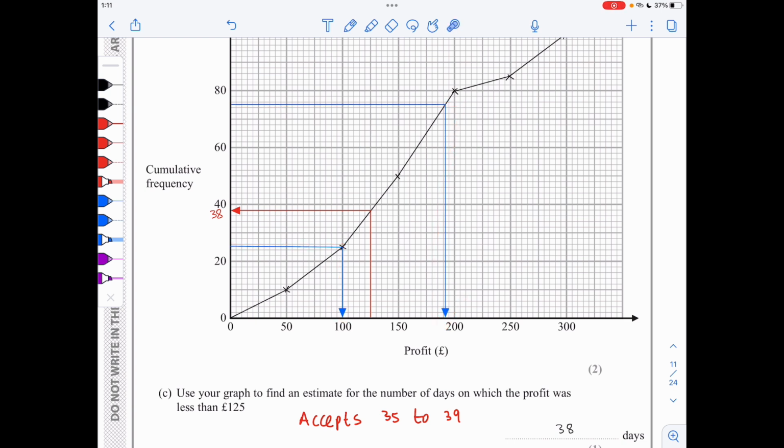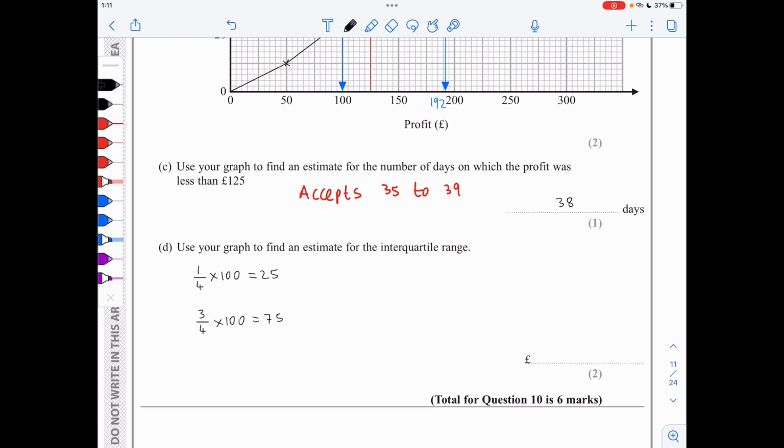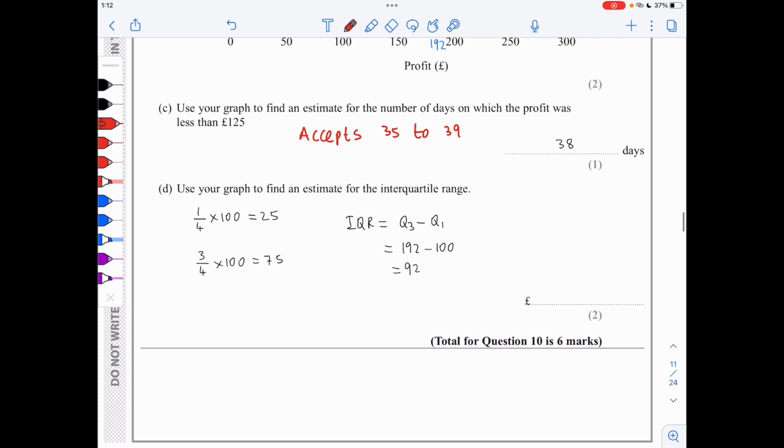We can see that Q1 is 100, Q3 is found at 192 over here, and therefore the interquartile range, which is Q3 minus Q1, will be 192 minus 100, which is 92. The examiner here is accepting anything between 85 up to and including 93.